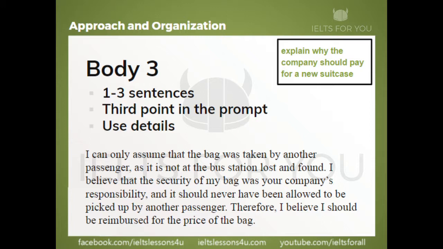Okay? The body paragraphs are your chance to show a bit of the grammar and vocabulary that you are capable of. Because the rest of the essay, or the rest of the letter, you don't really have that opportunity as much. The rest of the letter is about proving your ability to get the tone right. Okay?